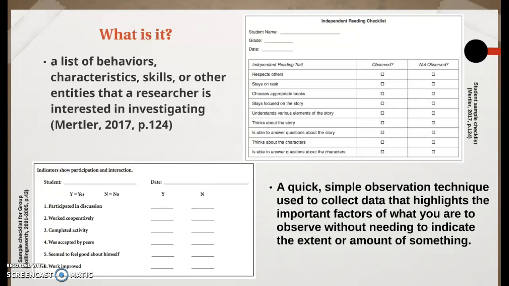I was able to pull the definition from the Mertler reading, which is a list of behaviors, characteristics, skills, or other entities that a researcher is interested in investigating. And then I combined all the readings into my own definition here, which is a quick, simple observation technique used to collect data that highlights the important factors of what you are to observe without needing to indicate the extent or amount of something.